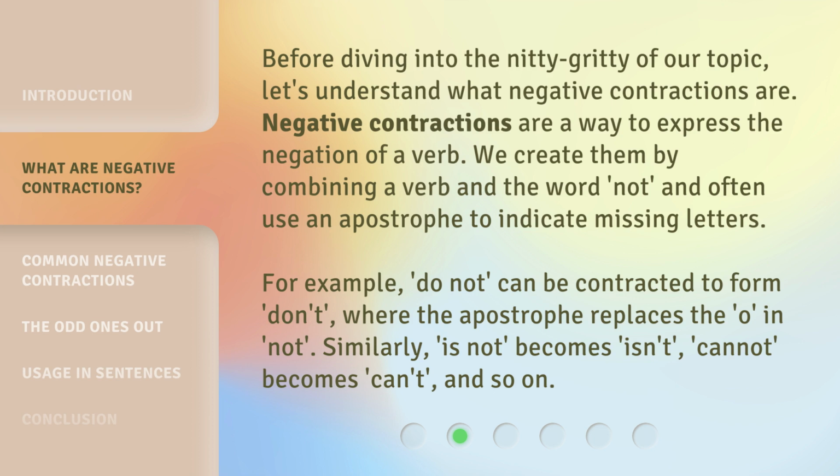For example, do not can be contracted to form don't, where the apostrophe replaces the o in not. Similarly, is not becomes isn't, cannot becomes can't, and so on.